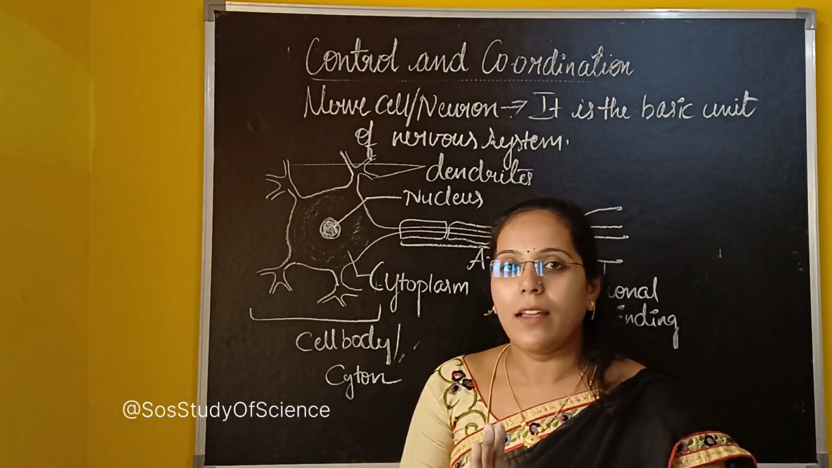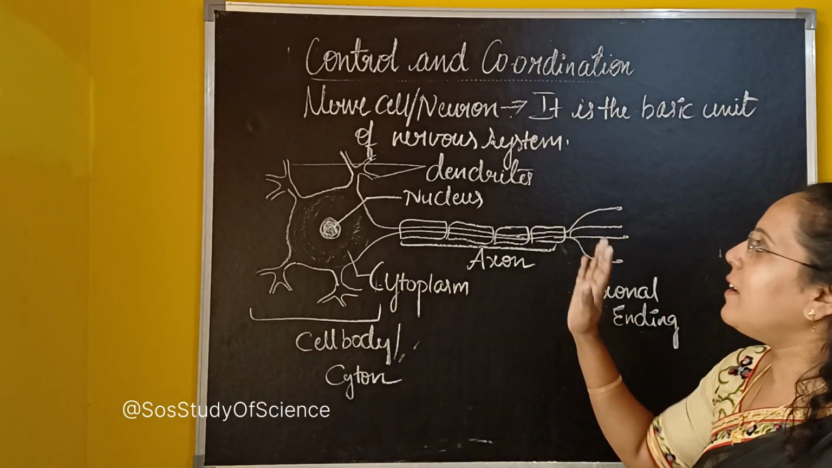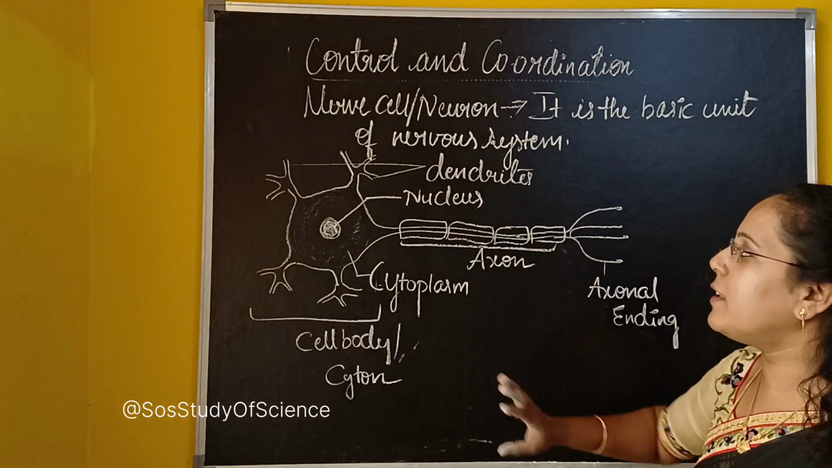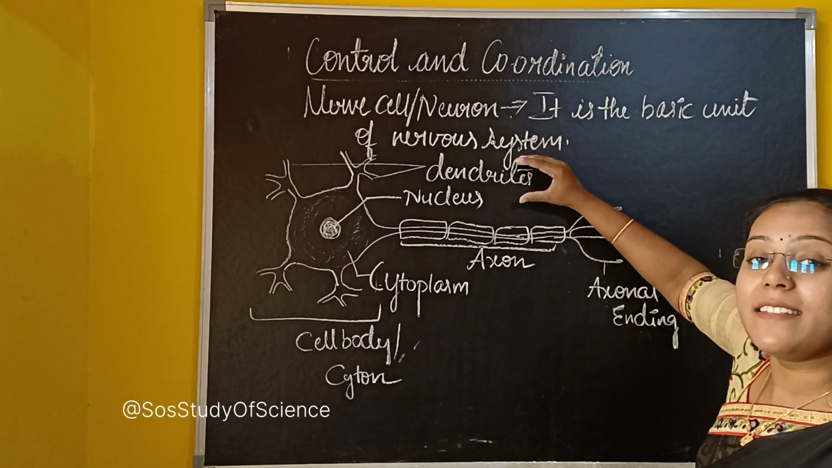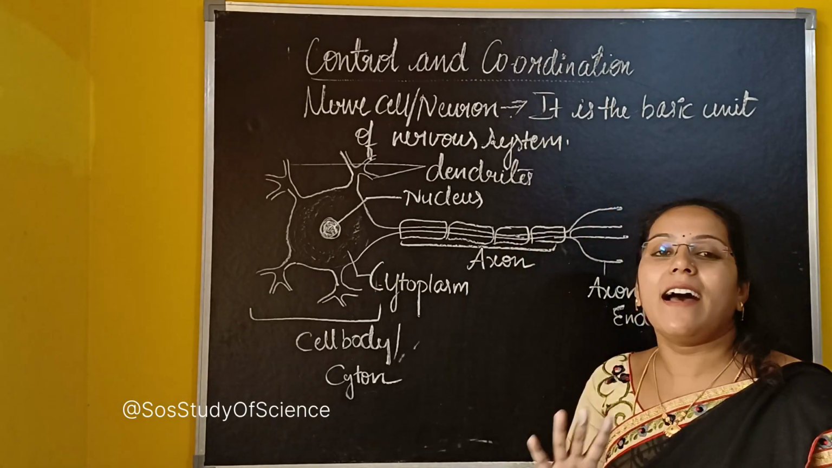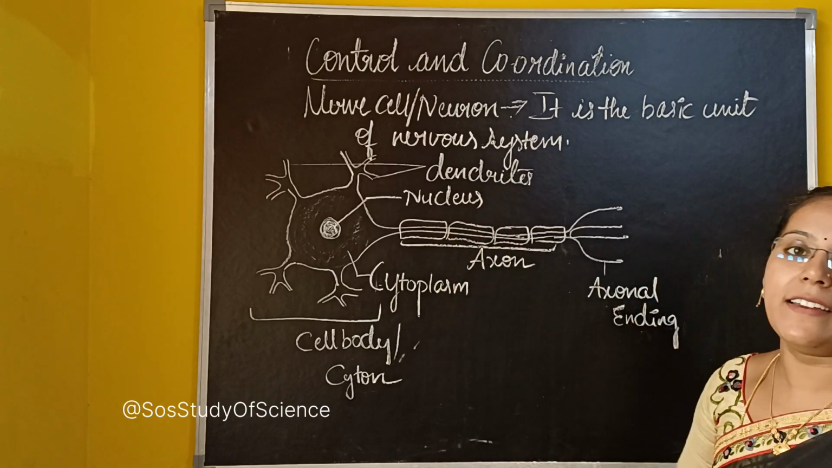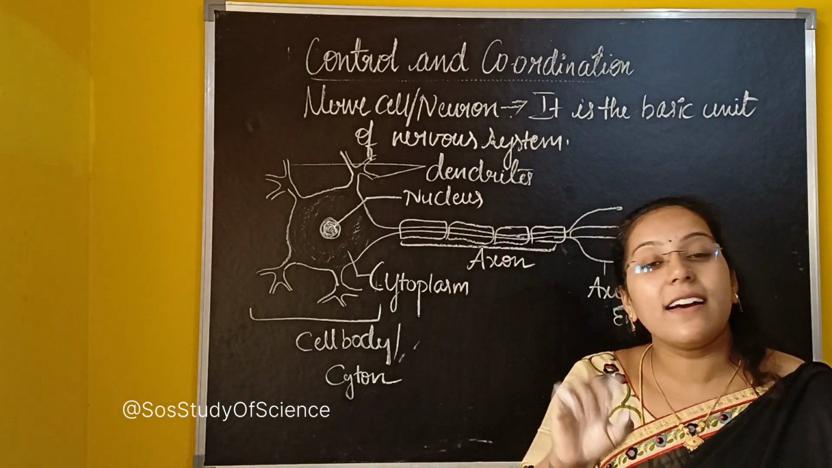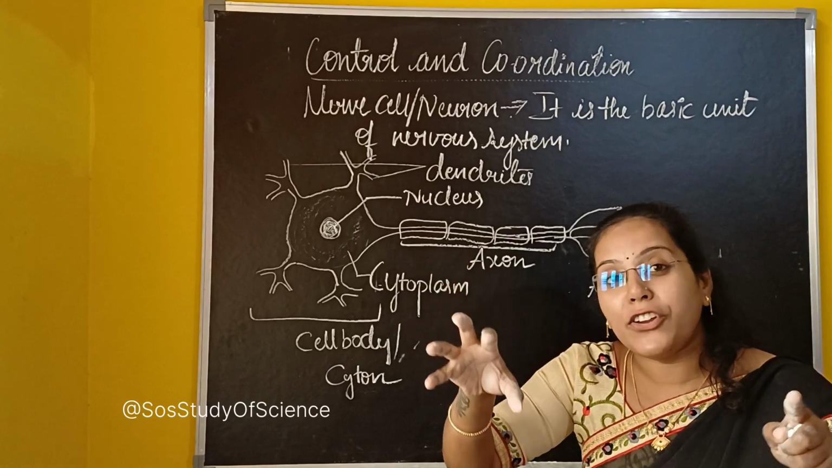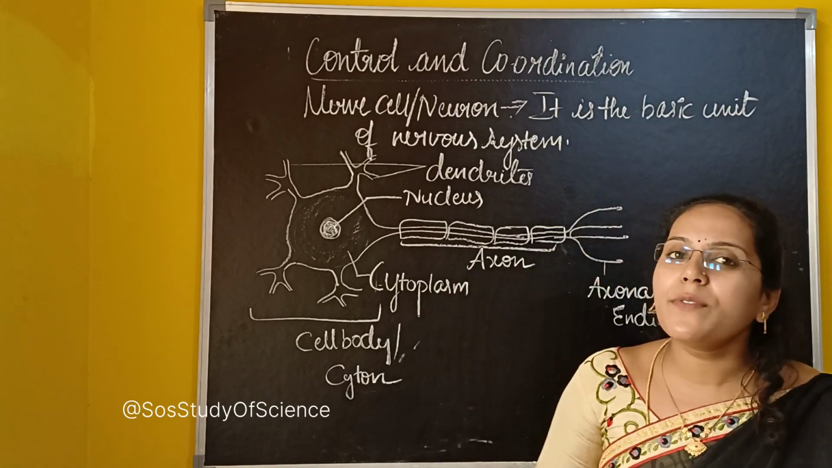Whatever I am explaining right now, if you understand it very well, your reflex action part becomes very easy. So, let us now understand the parts and the functions of the nerve cell. The first part is dendrites. What are dendrites? They are the hair-like structures and they receive the information. From where do they receive the information?